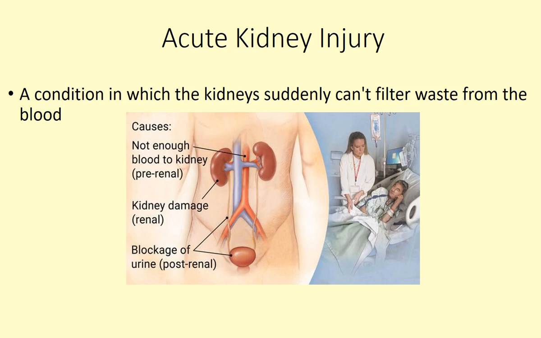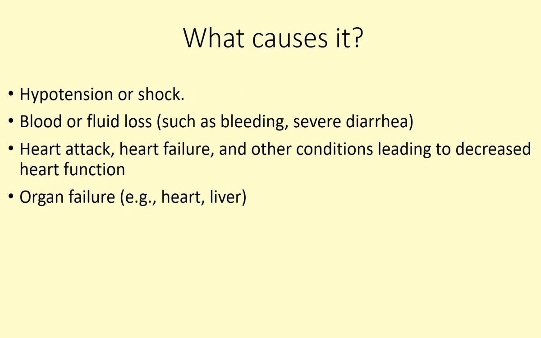Other reasons for acute kidney injury are not enough blood supply to the kidney, kidney damage from other disease processes, or blockage of the urine, which, based on the other PowerPoint voiceover, could be kidney stones, a blockage, or a million different things. But if urine's not passing and it's there, then it's going to get backed up and that's going to cause damage to the kidneys themselves.